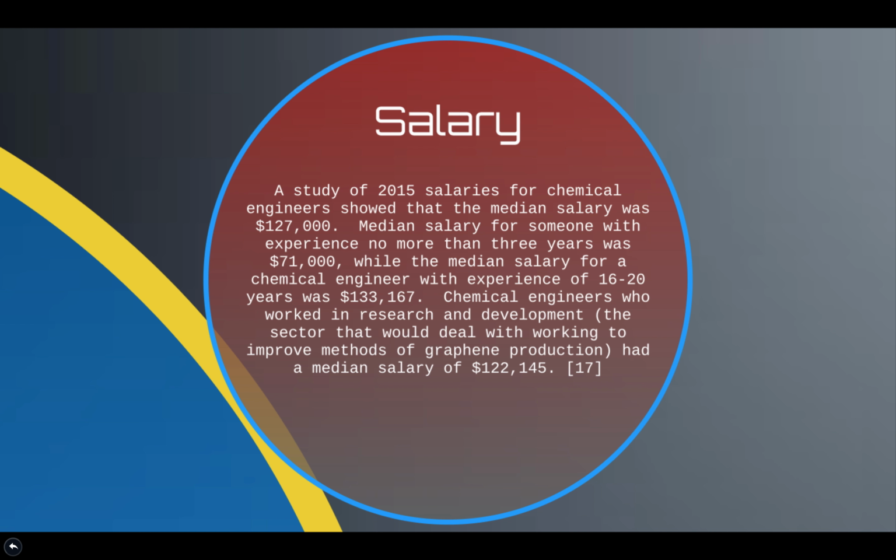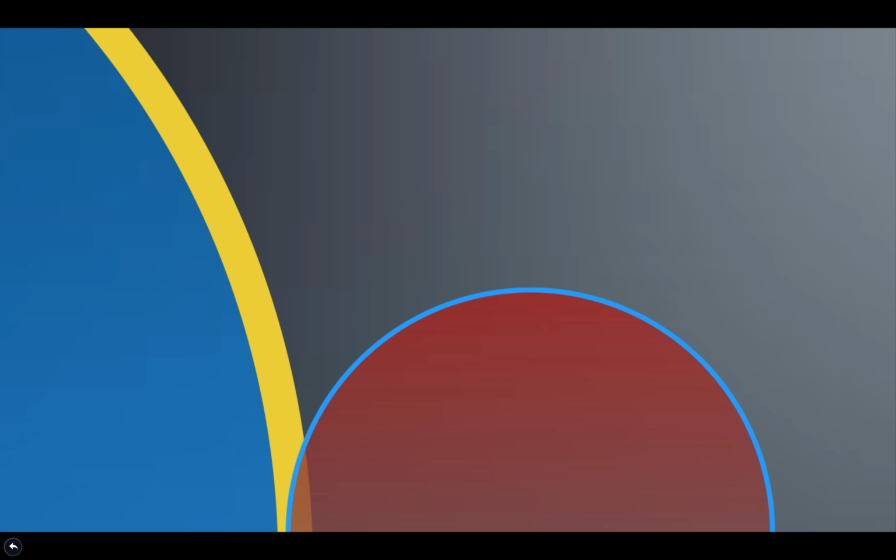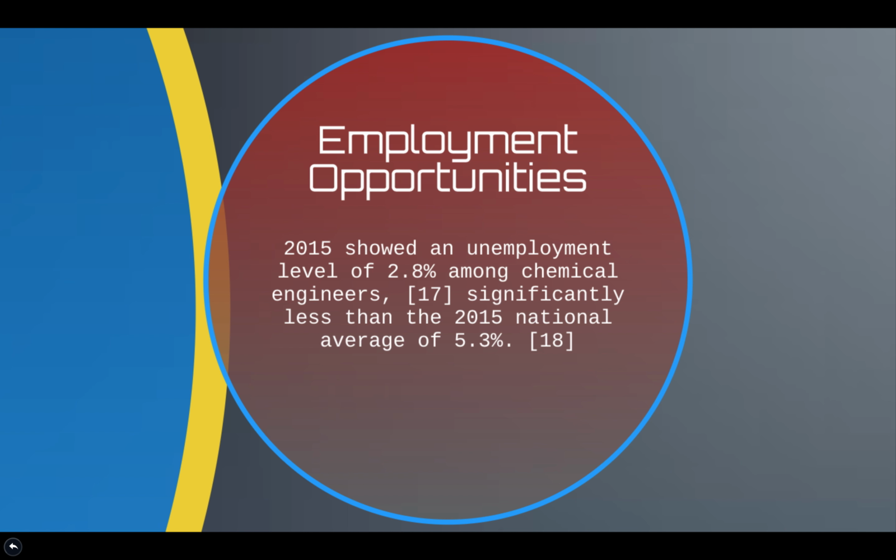Chemical engineers working in research and development, which would be the people working in graphene production, had a median salary of over $122,000. Looking at employment opportunities, the unemployment rate for chemical engineers was only 2.8%, significantly lower than the national average of around 5.3%, so the job market is good for this field.